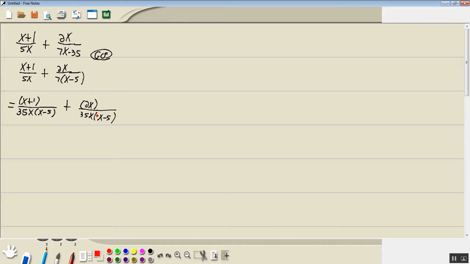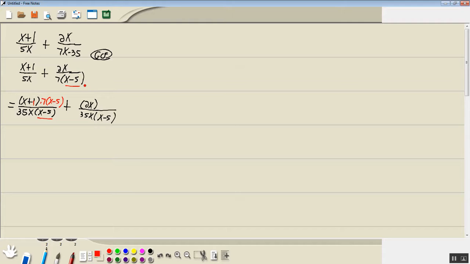Now, you have to figure out what's new down below. Like here, we had a 5, now we have a 35, so we multiplied it by 7. This x was down here, it's still down here. The other new item down here is the x minus 5. So I want to put an x minus 5 up here. The mathematical principle behind that is wherever you multiply by the denominator, you have to multiply by the numerator.